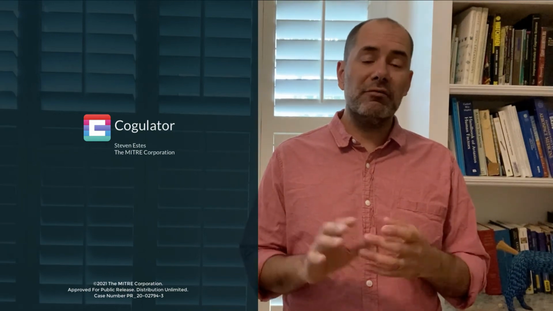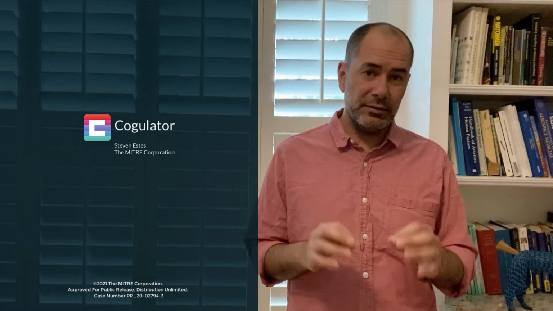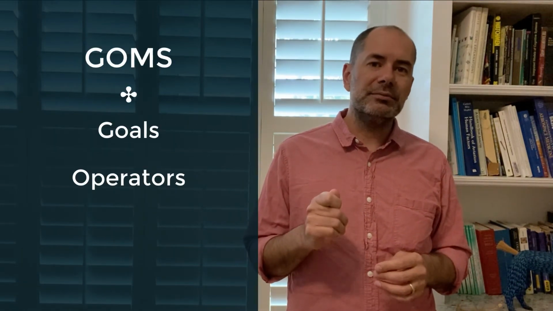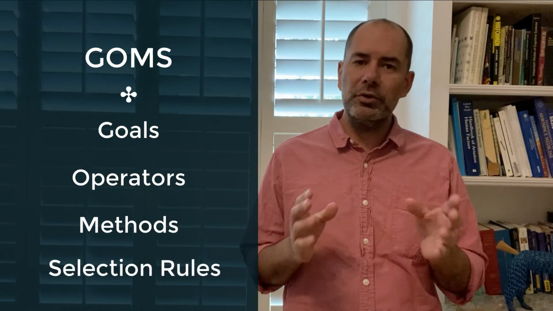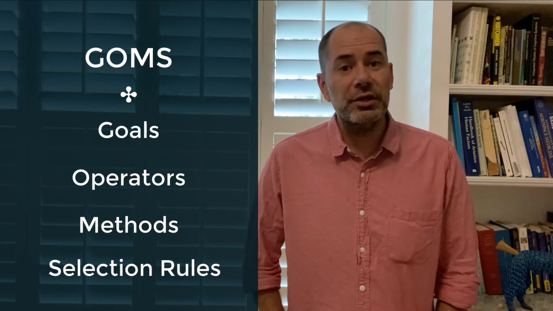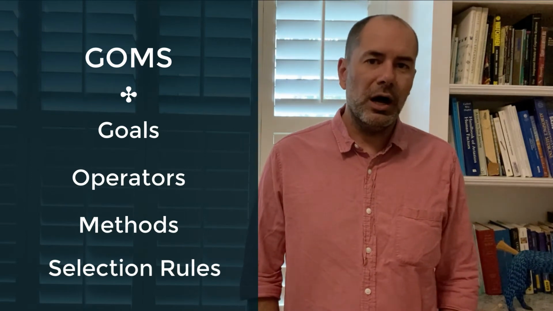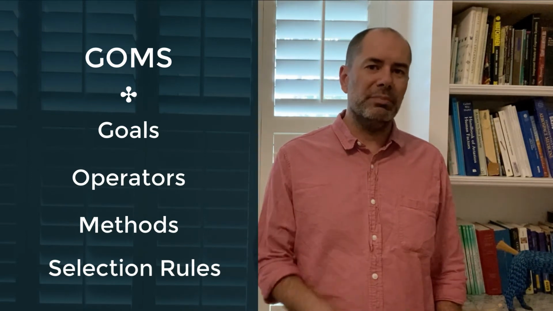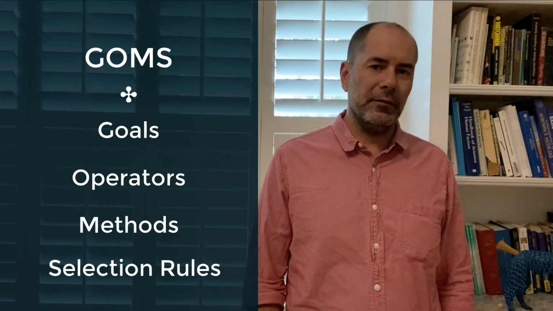All right, today we're going to cover building models in Cogulator. In order to build a model in Cogulator, we use a syntax called GOMS: goals, operators, methods, and selection rules. If you're familiar with GOMS, fantastic. If not, no worries. By the time we get done with this video, you'll know everything you need to know about GOMS in order to build basic human performance models in Cogulator.